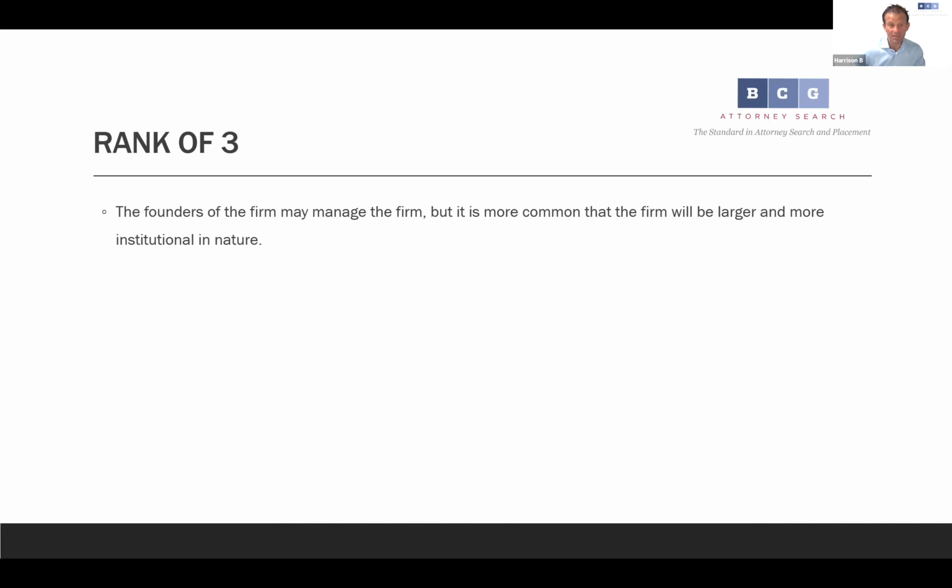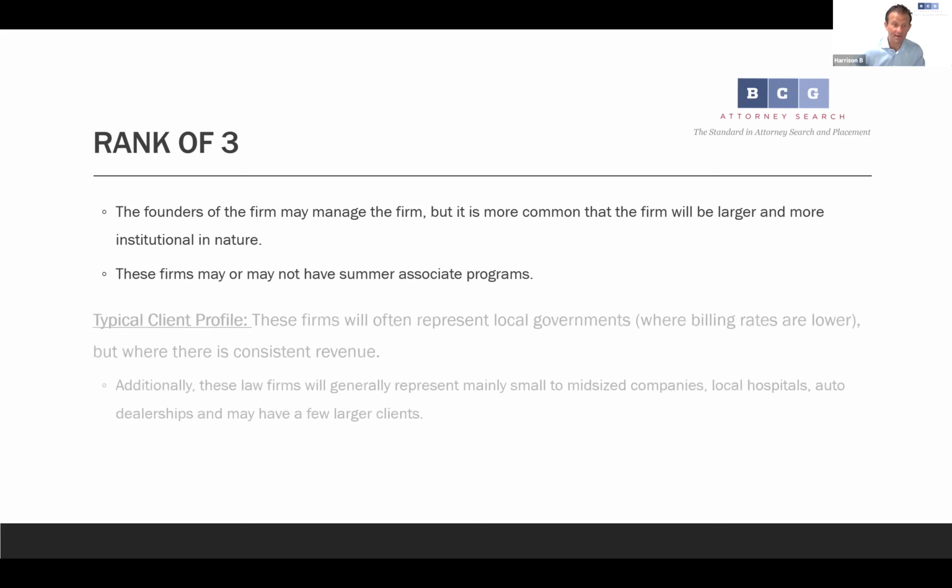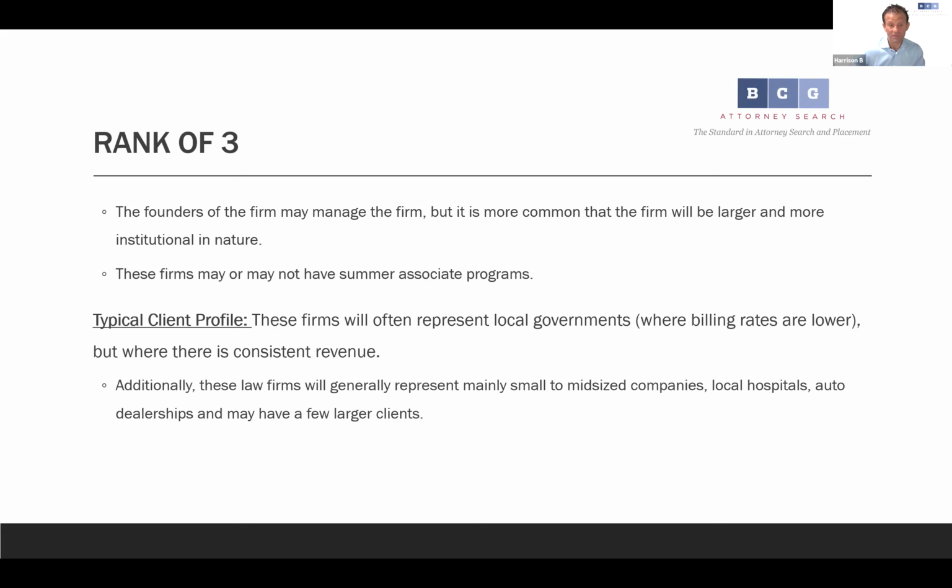And typically, many times the founders of the firm may still be around and manage it. But the majority of the time, the firm is going to be large and a little bit more institutional in nature. These firms may have summer programs, they may not, whereas most 4 and 5 firms always have summer programs. And these firms will represent often local governments, small to mid-sized companies, sometimes larger companies, and different types of matters. Littler Mendelson represents giant companies, but it does all their labor and employment work, which is lower billing. They represent local hospitals, auto dealerships, and many times individuals.